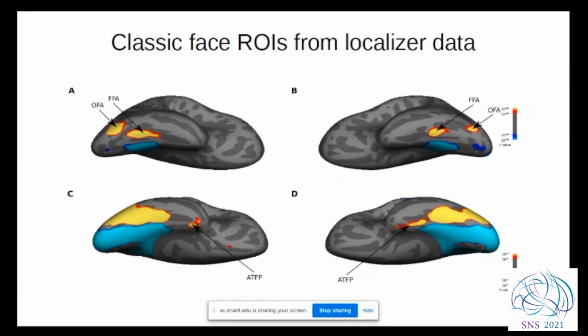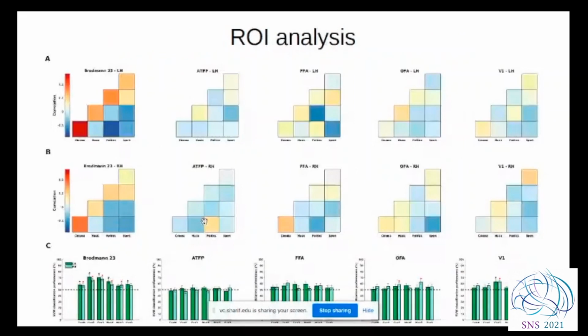And this region is thought to be involved in the processing of face identities. So we also included this region as one of the ROIs. And here I'm showing those correlation matrices for Brodmann area 23, anterior temporal face patch, FFA, OFA, and V1. And similar to what we found in the searchlight analysis, only Brodmann area 23 contained information about familiar face subcategories, and the other regions didn't have much information.